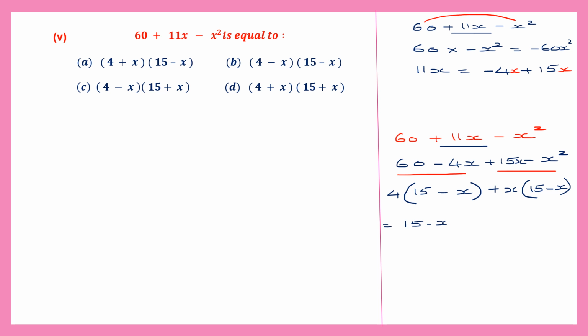That's the first common factor. And the other one is 4 plus x. So I have two factors here, 4 plus x and 15 minus x. And that, as you can see, is option A. I have 4 plus x there, 4 plus x.